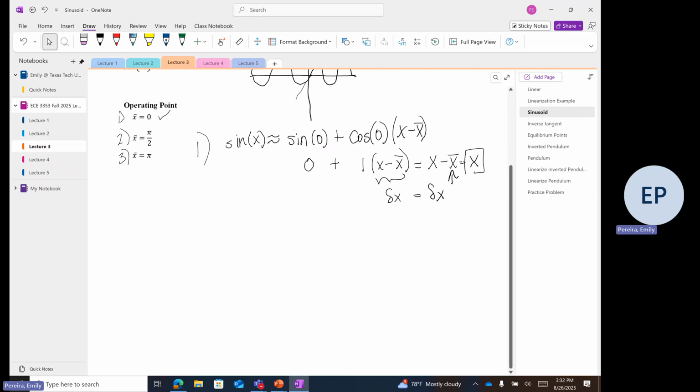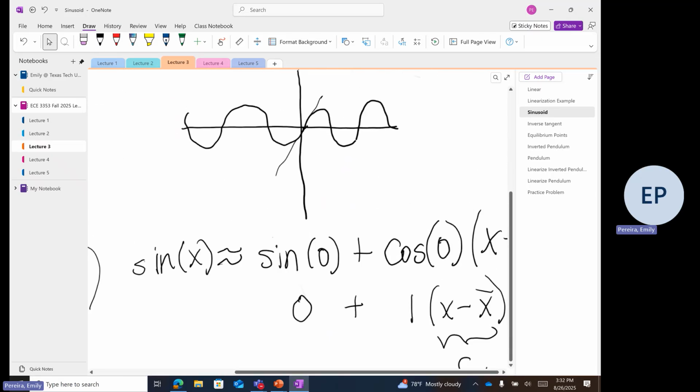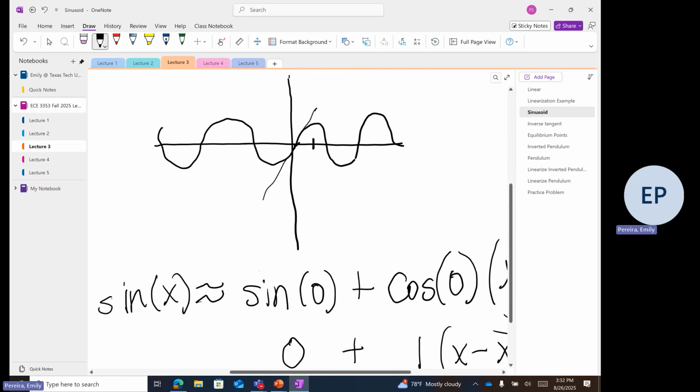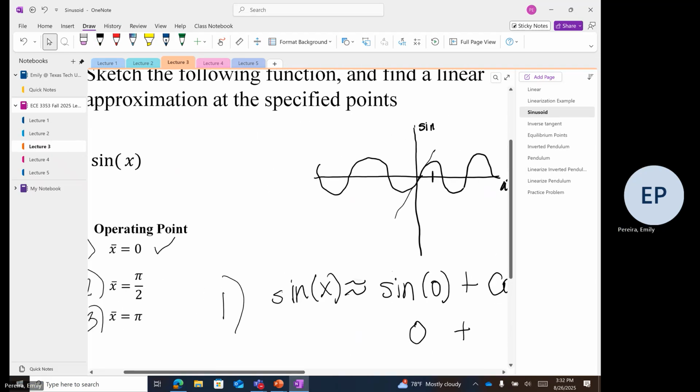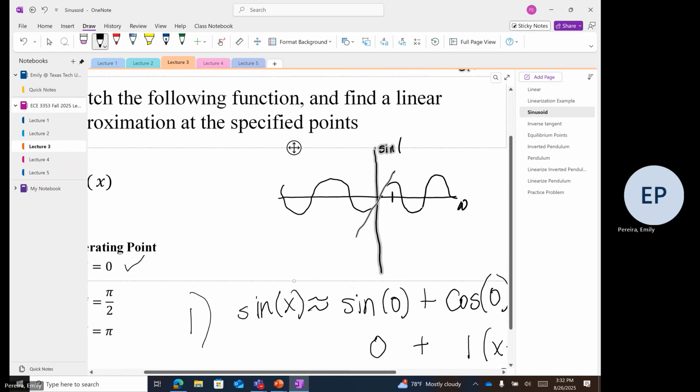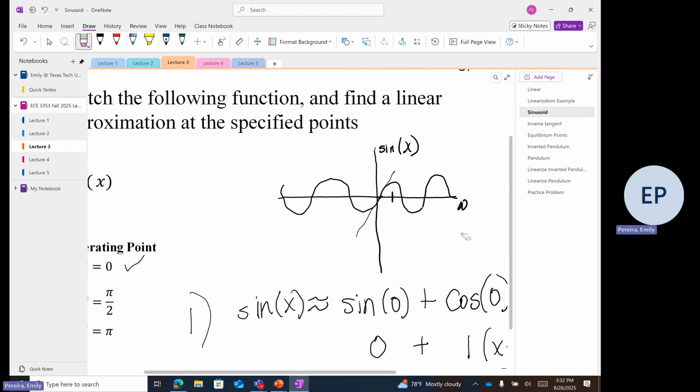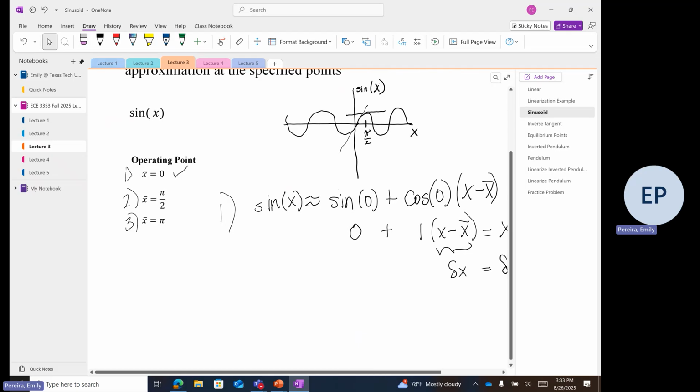So at our second example, pi over 2, if you think about where that is, this is again your omega, and this is sine of x, x being omega. So this is your pi over 2. Now your function is going to look something like this. Okay, so what is that function?